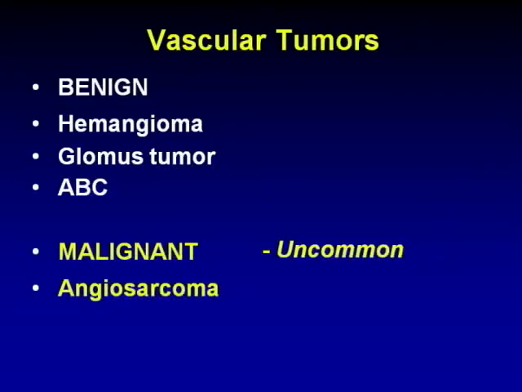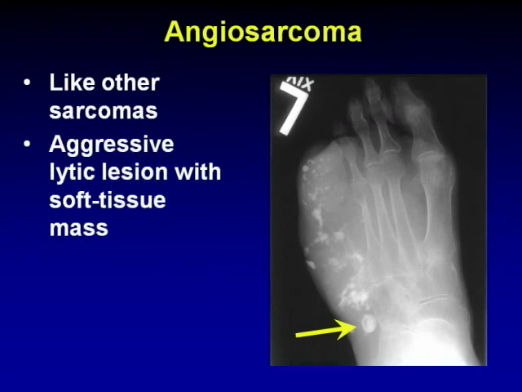With malignant angiosarcoma, thankfully it's uncommon. It looks much like other sarcomas. It looks like an aggressive lytic lesion with a soft tissue mass. However, you should look for the presence of a phlebolith, like we see here, that can help point us to the diagnosis of a vascular lesion, in this case, an angiosarcoma.